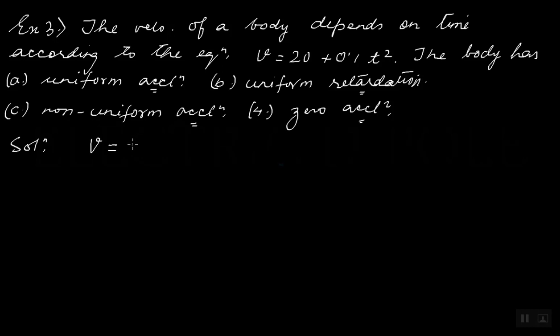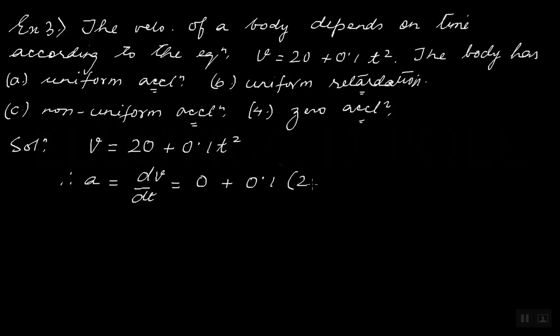Let us write down velocity here, 20 plus 0.1 t squared. So therefore, acceleration, which is dv/dt. If you differentiate 20, you will get 0, plus the 0.1 will come out. Differentiate t squared, you get 2t. So acceleration here is 2 into 0.1, 0.2 times t, right? So now let us see whether the acceleration is uniform or not.